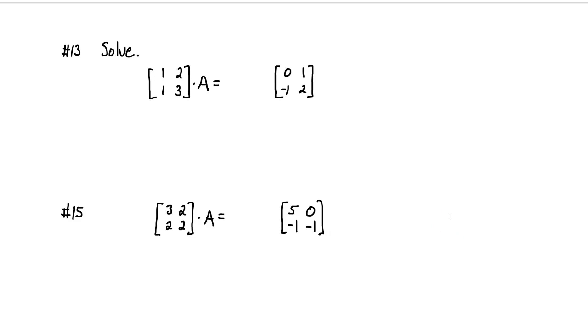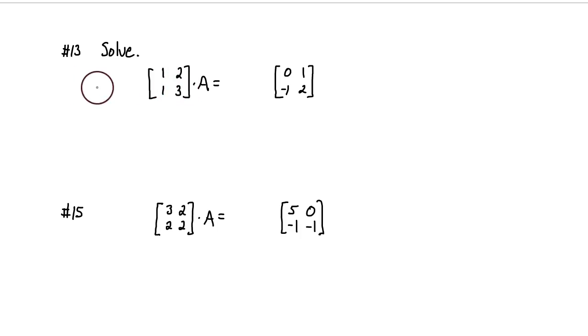In number 13, we're asked to solve a matrix equation. The capital A is some unknown matrix. In front of it, it's being multiplied by another matrix of numbers called the coefficient matrix. We want to remove this coefficient matrix by multiplying by its inverse. So first we need to find its inverse.